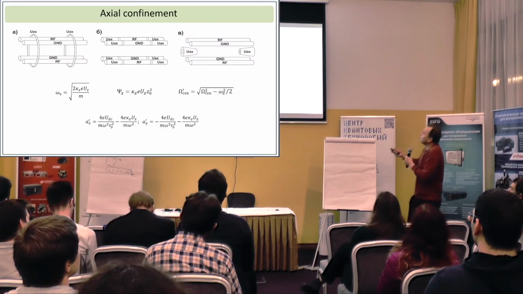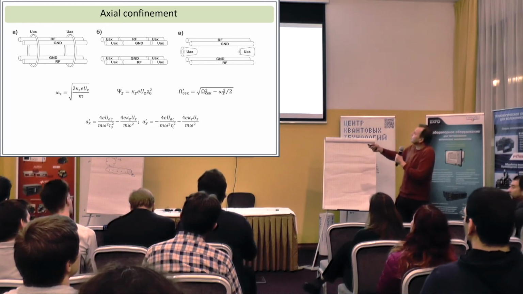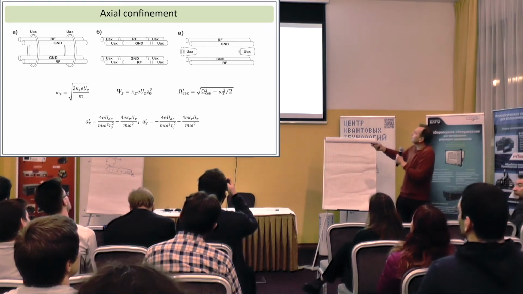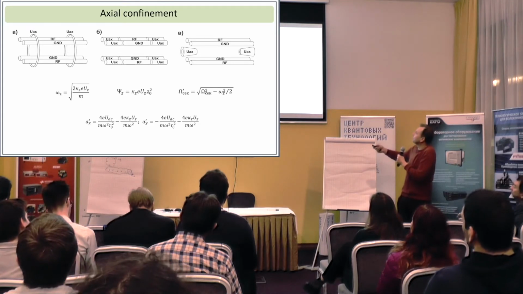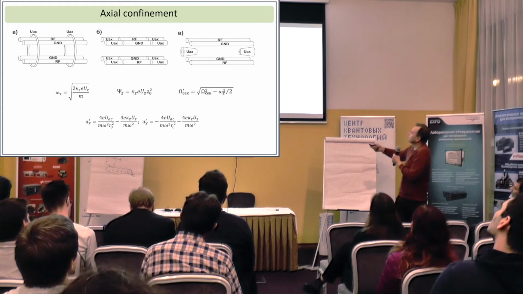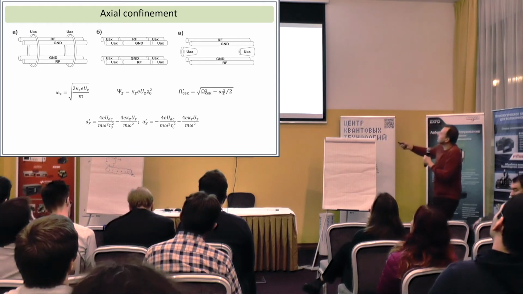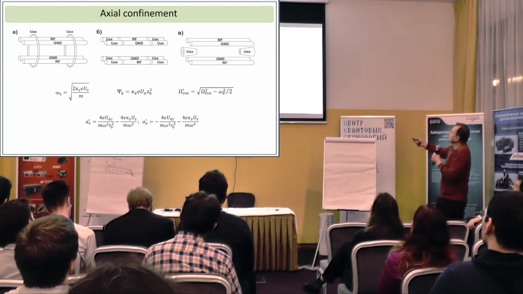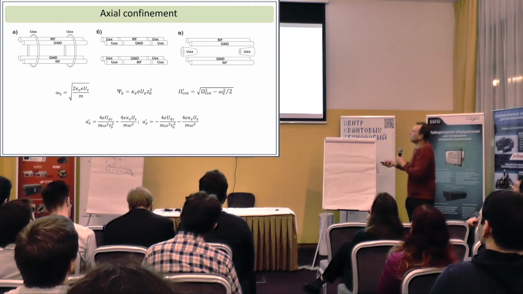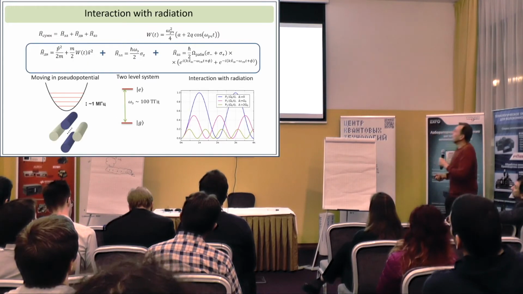Okay, axial confinement can be done by a few techniques. Either there are rings with positive voltage, for example, if we want to trap a positively charged particle, or there are rods which are split in parts, or there are some end caps. So generally, it's not important how you do axial confinement.